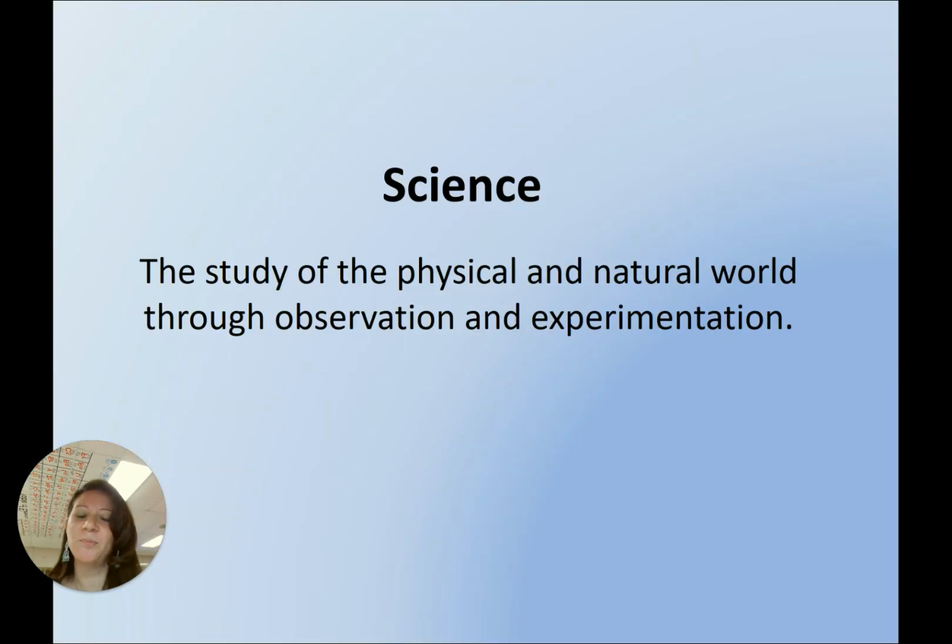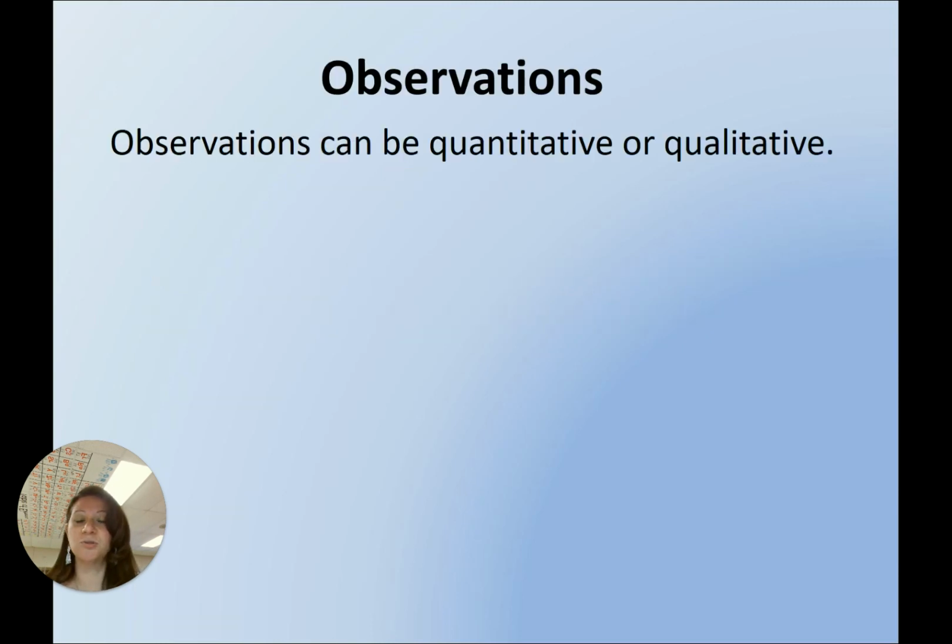We are going to start by talking about what is science and what is chemistry and why do we study chemistry. So science is the study of the physical and natural world around us. We study it through observation and through experimentation. So we do lots of observations.